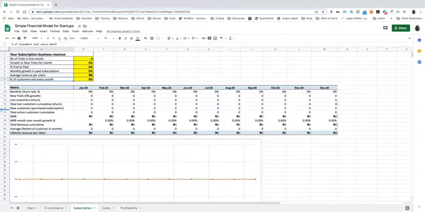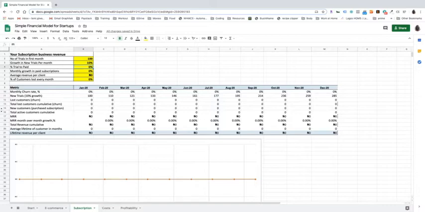So first is the number of trials you have every month. Most subscription businesses start off with a trial period, like 7 days, 14 days, or 30 days. We're using a 30-day average because it's just easier to calculate. So let's say you have 100 new people trying your service every single month. And then every month, how fast is that going to grow? Similar to the e-commerce model, let's say you're going to grow by 10% every month, right?